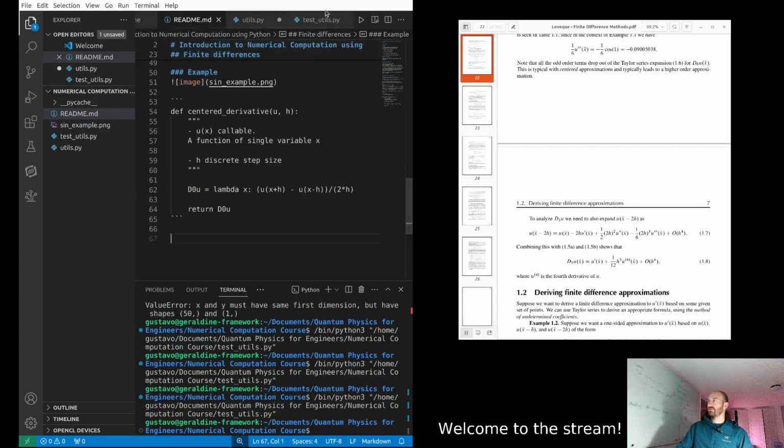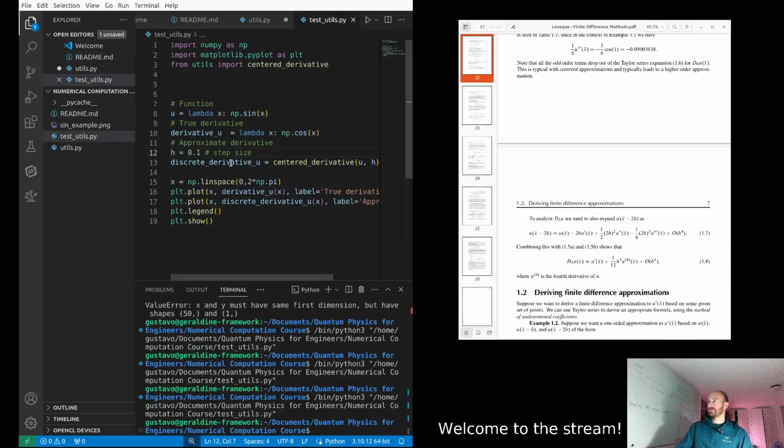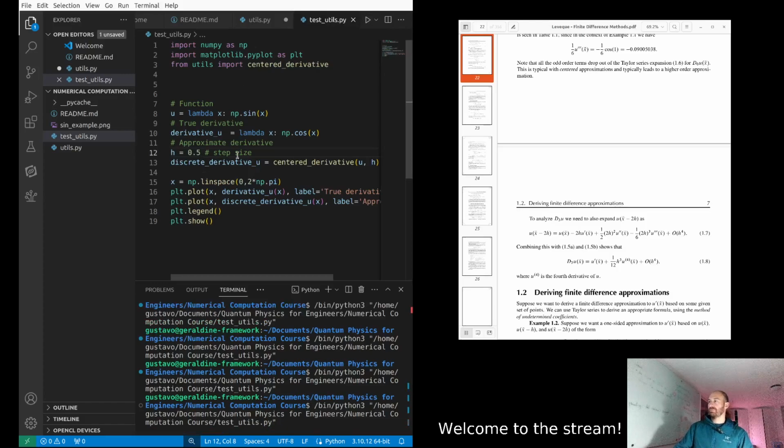Maybe I'll do the test utils, but I'll choose a step size that's a little bit bigger, maybe so that we can see a little bit more error, maybe 0.5. And let's put that picture instead. Yeah, there we go. A little bit of error. I'm gonna put it on over there.